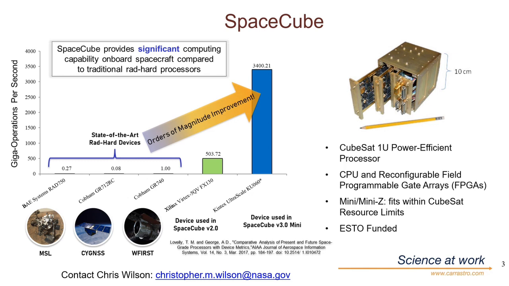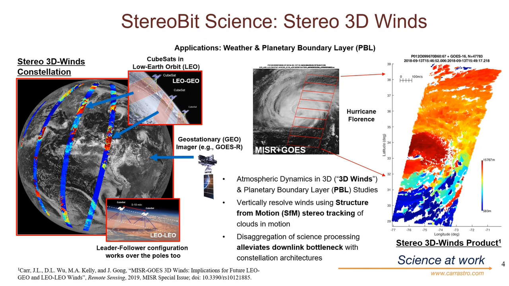Next, I will describe our science case and explain why SpaceCube's computational power is essential to enable a new observing strategy solution for these observations within a constellation architecture. StereoBit exemplifies a new observing strategy leveraging multi-platform distributed observing, onboard intelligence, and hardware miniaturization to deliver high-priority decadal survey science. In this case, resolved winds in 3 dimensions within the atmosphere, from the planetary boundary layer to the tropopause.